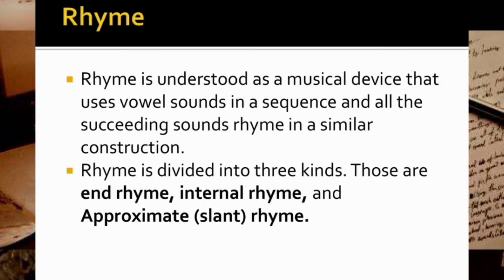Rhyme is understood as a musical device that uses vowel sounds in a sequence, where all the succeeding sounds rhyme in a similar construction. Rhyme is further divided into three kinds: end rhyme, internal rhyme, and approximate or slant rhyme.